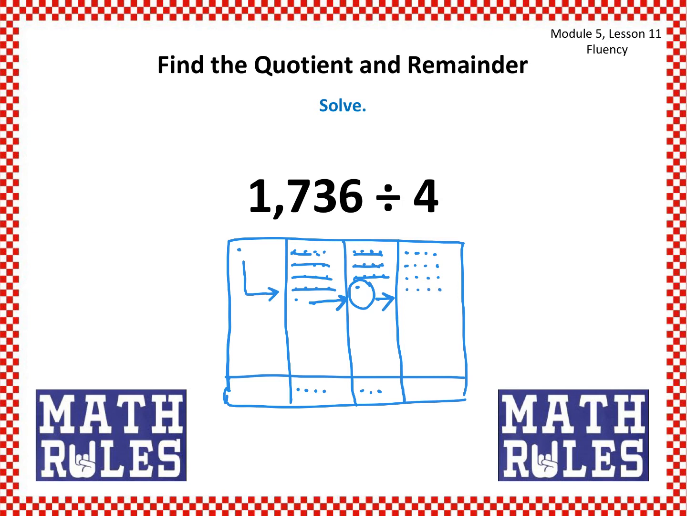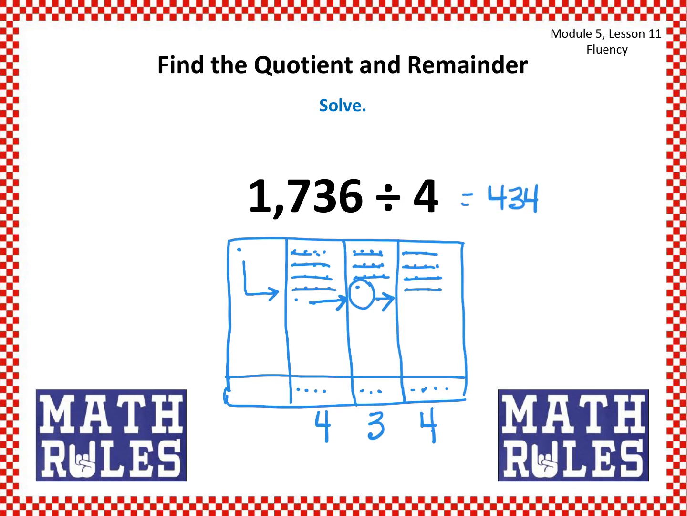I love doing it this way because I can look and see right away that I've got all my 4s lined up. So I've got 1 group of 4, 2 groups of 4, 3 groups of 4, and 4 groups of 4. So my answer here, I have 4 hundreds, I have 3 tens, and I have 4 ones. So my answer to 1,736 divided by 4 is 434.